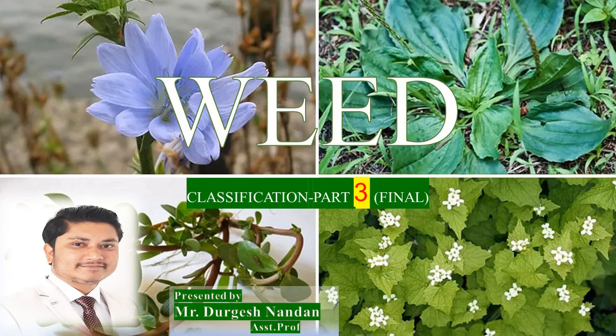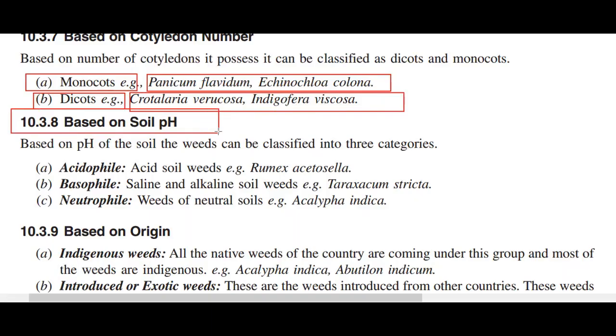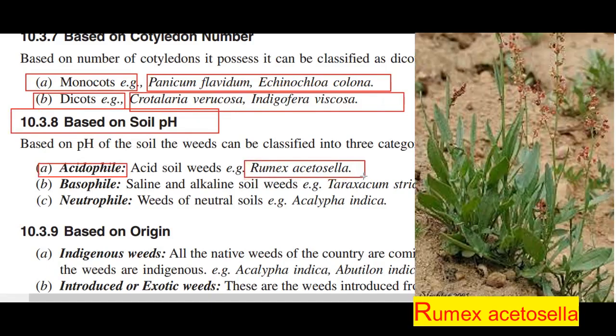Indicophora viscosa. So that is two based on cotyledon number, and the next one is based on soil pH, according to the pH group. So preference, there are three categories in that. The first one, acidophile, is the acidic class of the soil. So these are the acid weeds, and generally that is Rumex acetosella.